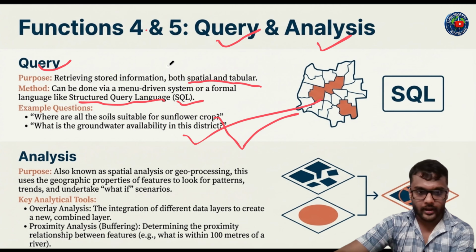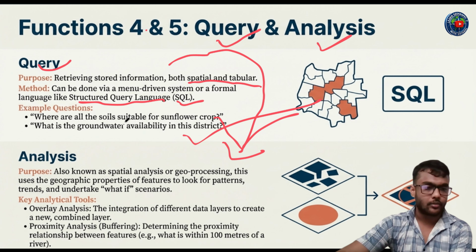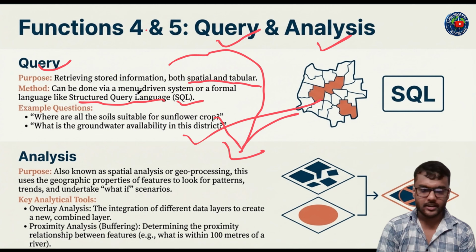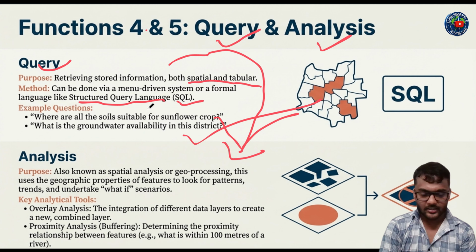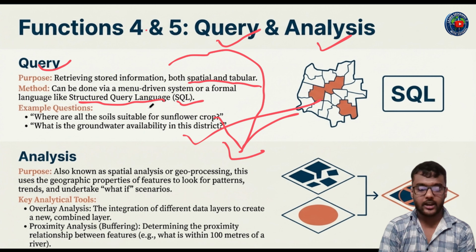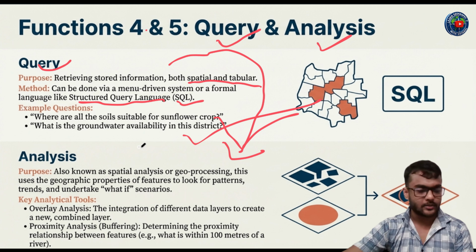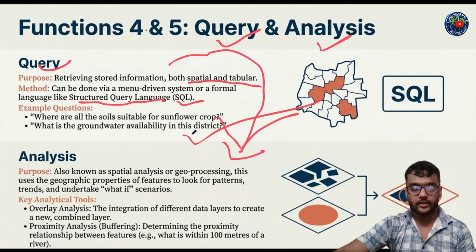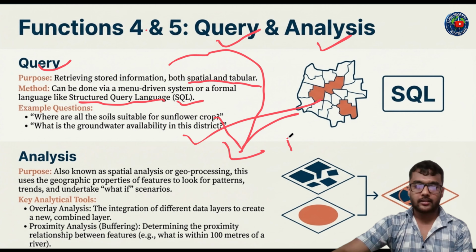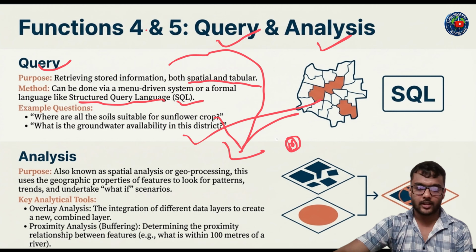Then after the query, we get some answers and we need to analyze them. Okay, the next step is analysis, also known as spatial analysis or geoprocessing. This uses geographic properties or features to look for patterns and trends and understand what-if scenarios. Key analytical tools are overlay analysis and proximity analysis. Overlay analysis means the integration of different data layers to create a new combined layer. And proximity analysis means buffering, determining the proximity relation between features, for example, what is within 100 meters of a river. Buffering: suppose this is a center and we need to draw a 5 kilometer buffer zone.